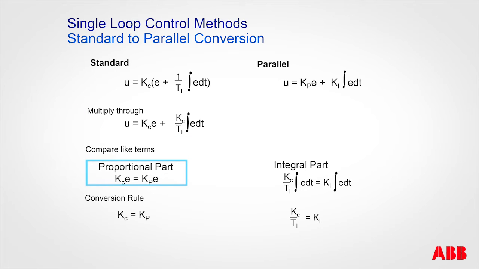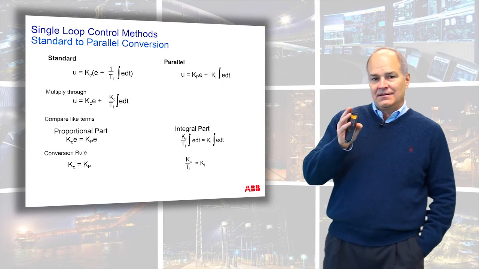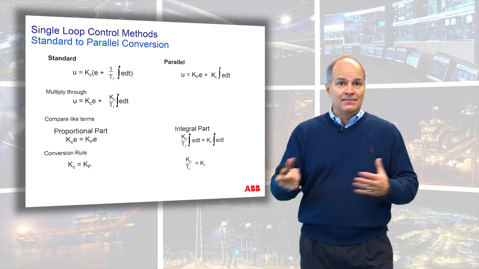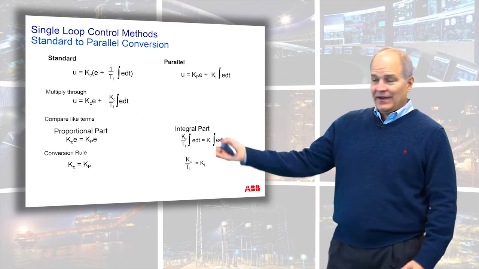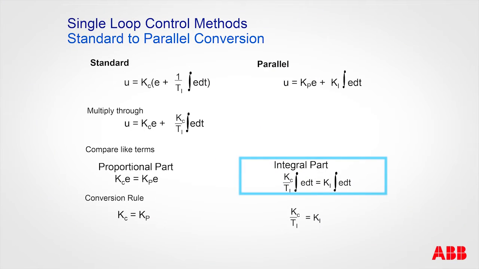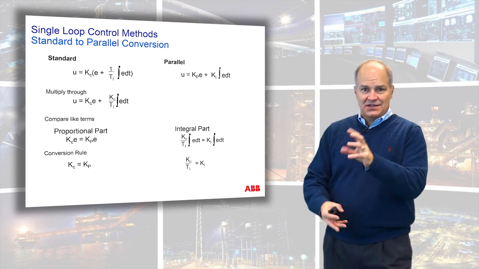So you can see here I take the proportional part, and what falls out of that, and that's interesting too, between a standard and parallel, the proportional gain is the same. They have the same meaning. Matter of fact, they're interchangeable. Where the fun starts is on this side, the integral part. When I take the integral component and make them equal, I can see here that there's a relationship: the control gain divided by the integral time is equal to the integral gain. It's not a difficult conversion, but if you don't know that, you're just guessing.